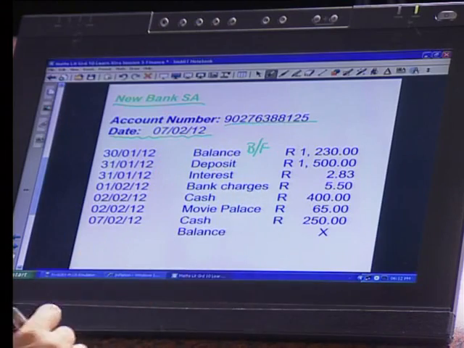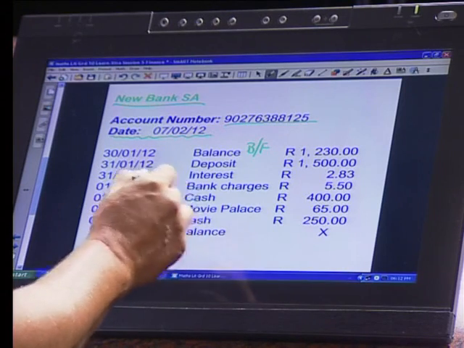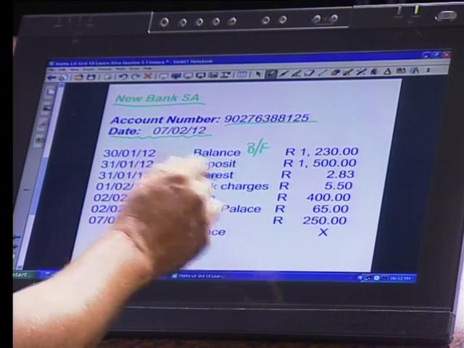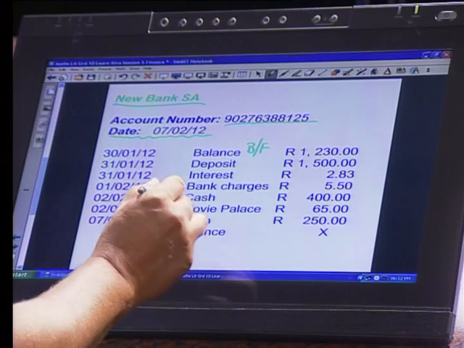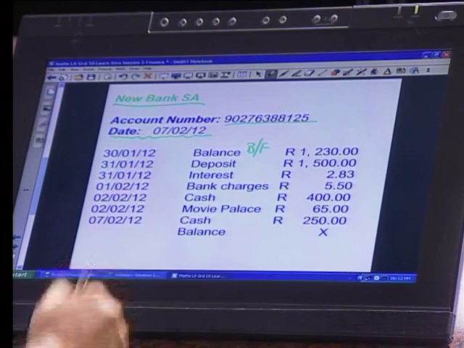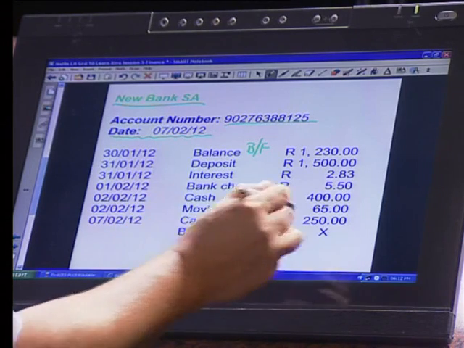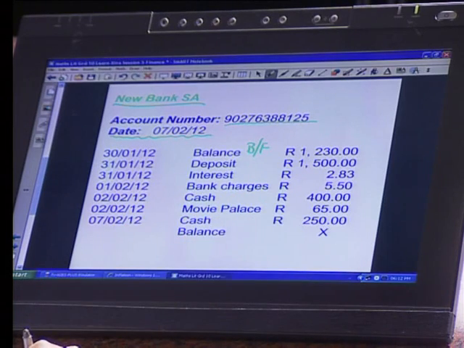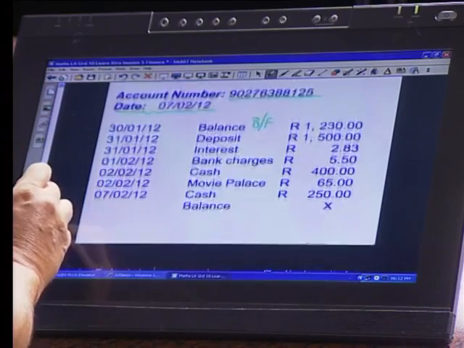Deposit. That's a lovely word, deposit. Here is interest. Then there's something called bank charges. Cash. So she withdrew some cash, a cash withdrawal. She went off to a place called Movie Palace and spent some money. Then she made another cash withdrawal. There it is. All right. Now, let's read the questions.